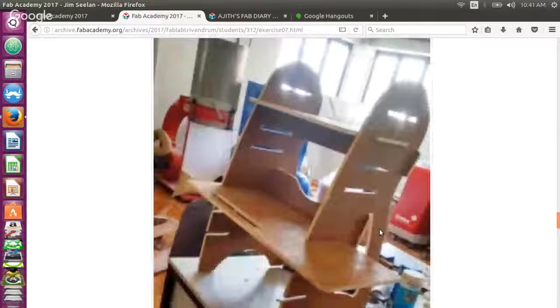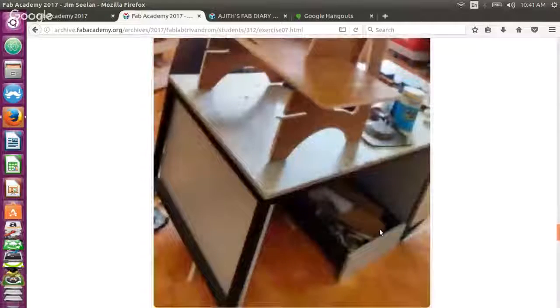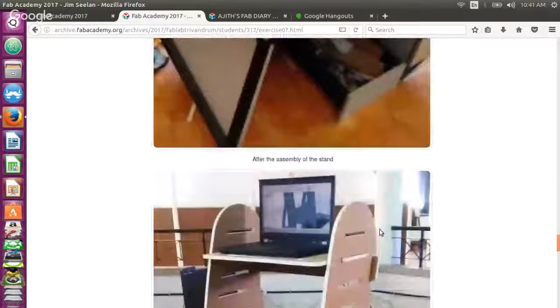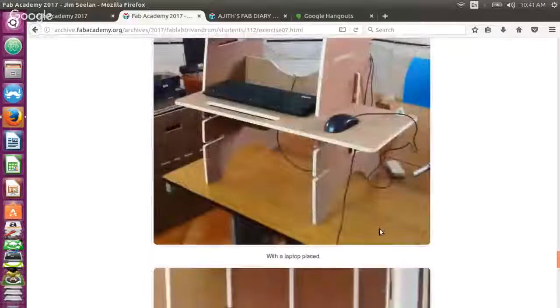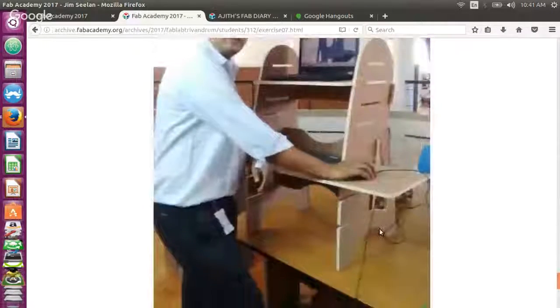This is the final assembly. This is the laptop placed on it. Good.